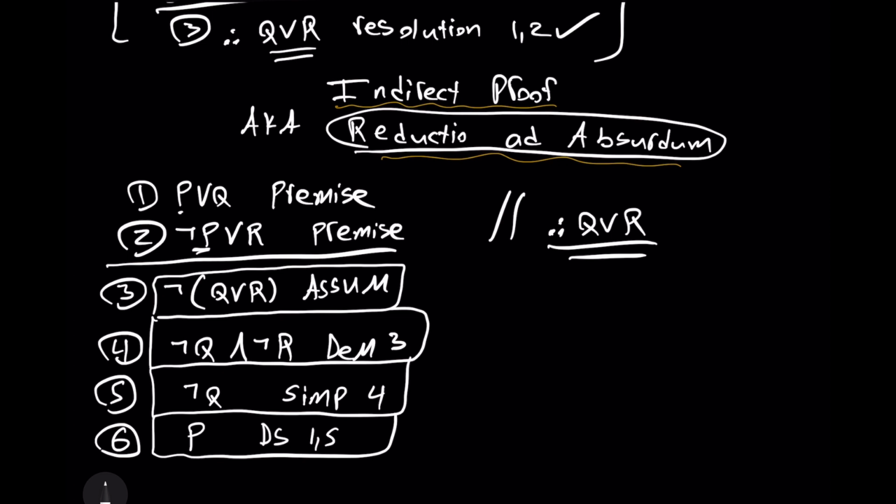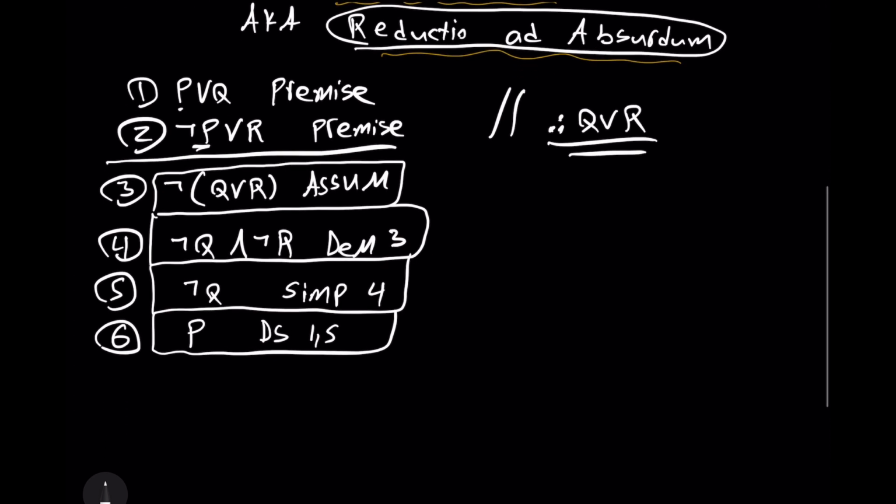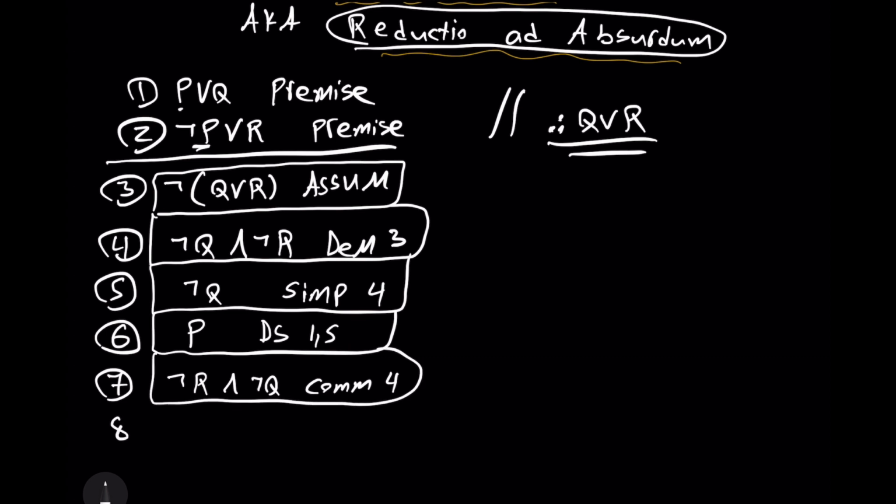We're going to want that not P from line 2. So notice that line 4, we have not Q or not R. So let's get that not R, and to be, so to speak, as explicit as possible, let's just first use a commutative rule to say we have not R and not Q. Commutative rule with line 4. And then for 8, we'll just get not R by the simplification of 7.